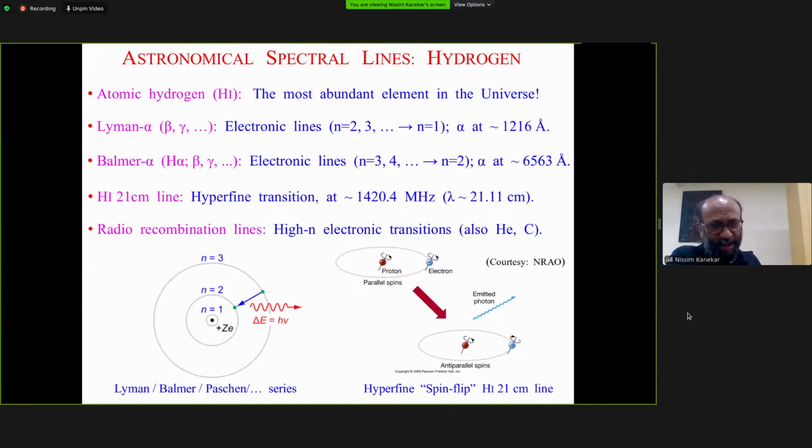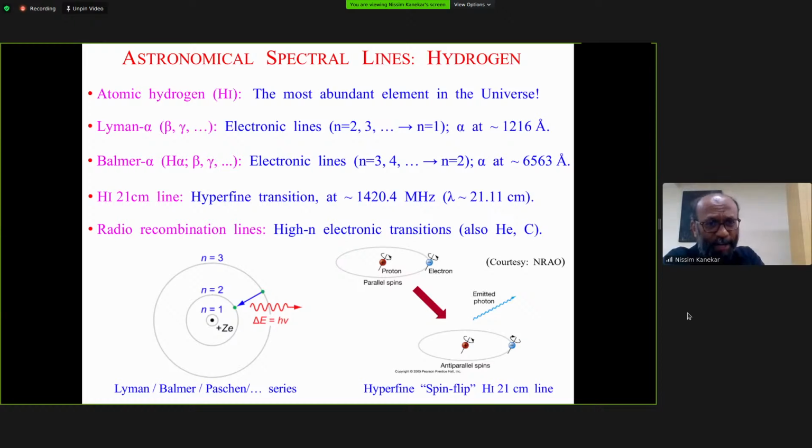And the basic lines are, for example, Lyman alpha, Lyman beta, Lyman gamma, which basically are electronic lines where you have transitions to the ground state, principal quantum number 1, from n equal to 2, 3, 4, 5, and so on. And Lyman alpha is at about 1215.71 angstroms. So these are deep in the ultraviolet. And you have a series of lines, which is called the Lyman series. You also have a corresponding series called the Balmer series, which is actually what Bohr used to work out the semi-classical model of quantum mechanics.